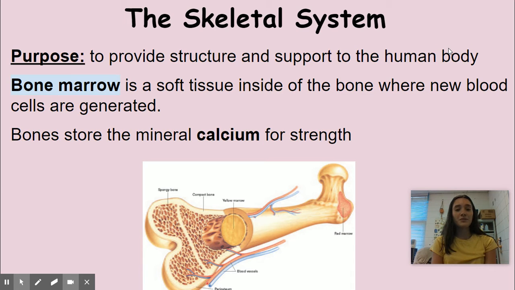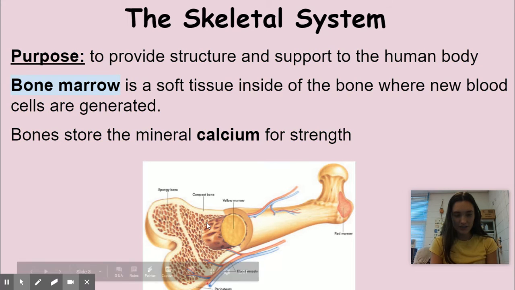So your bone marrow, we talked about this on the last slide, is where your blood cells are created. So that is within your bone. It's a soft tissue inside the bone where new blood cells are generated. And that's really important, right? We need those blood cells. It also stores the mineral calcium for strength. So you drink milk. A lot of people drink milk to strengthen your bones because it has calcium in it. So that's really important to know that your bones also store calcium within it.